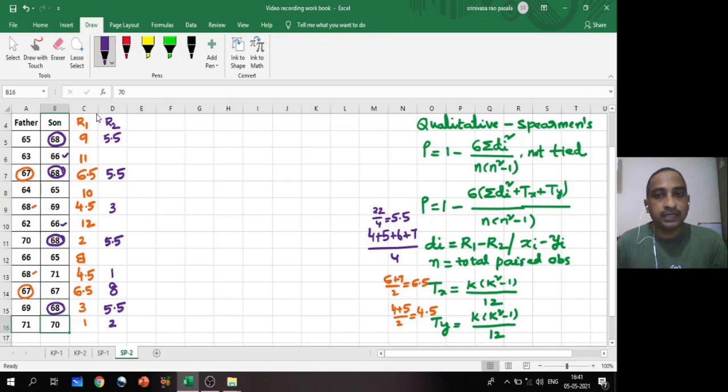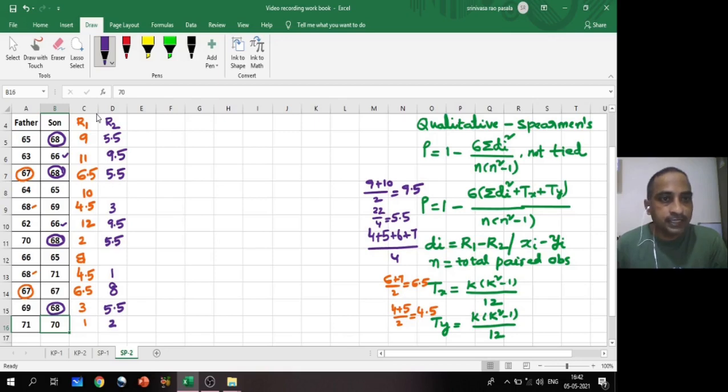So 9 plus 10 by 2 is 19 by 2, which is 9.5. That's why I have to assign the ranks. This is 9.5, and similarly, another 66 is 9.5. Now how many ranks are completed? Up to 10th rank is completed.